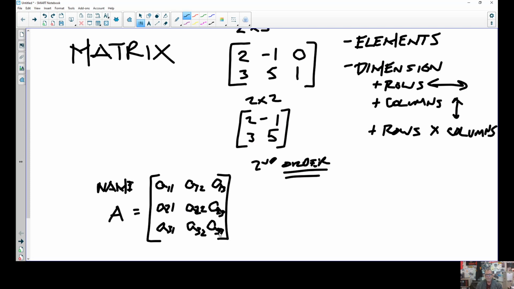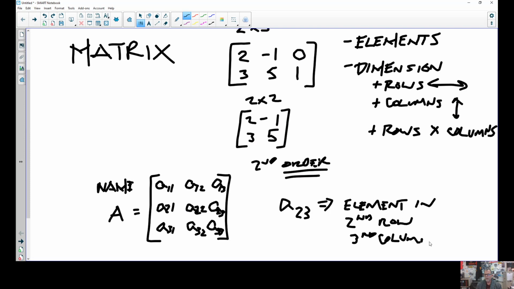Now, think about that for a minute. What do you think those subscripts say? What do they tell us about that element? If I asked you about element A sub 2, 3, what does that mean? That is the element in second row, third column. Just like we talk about dimension, we talk about position.